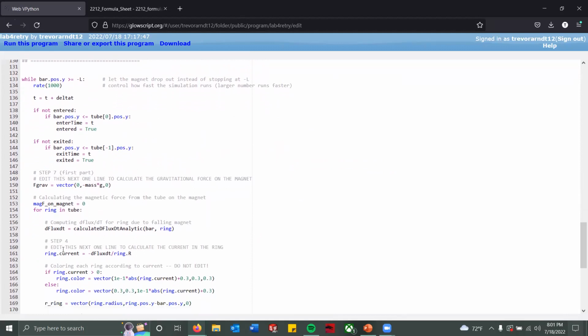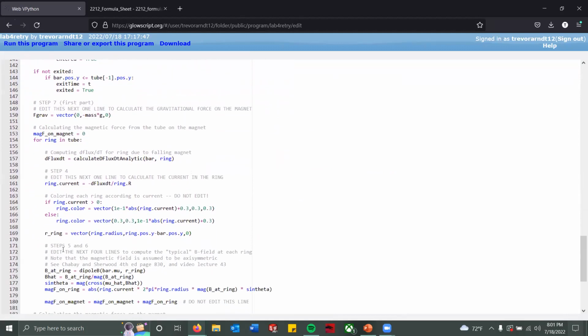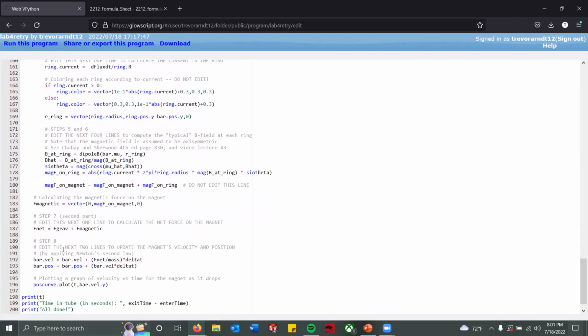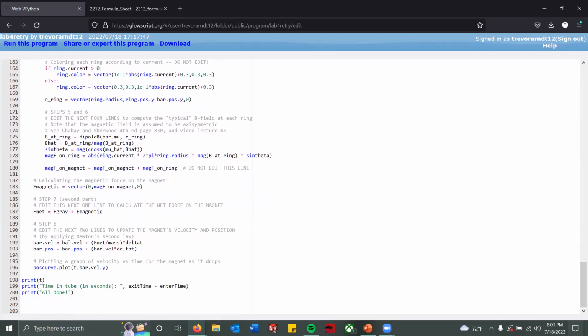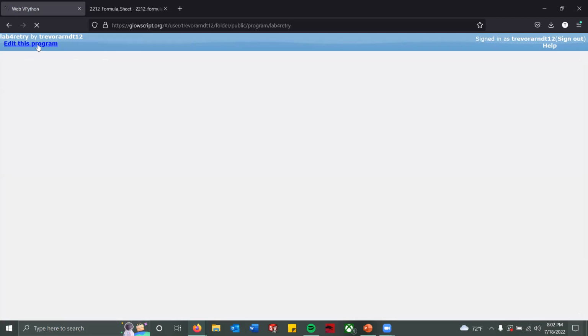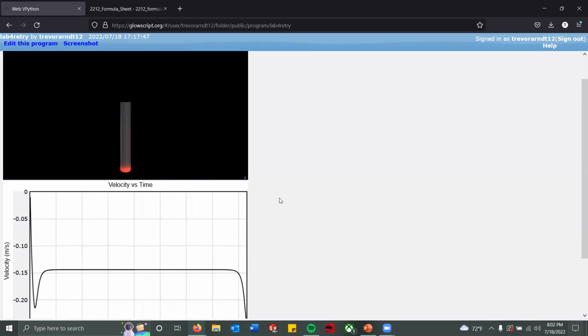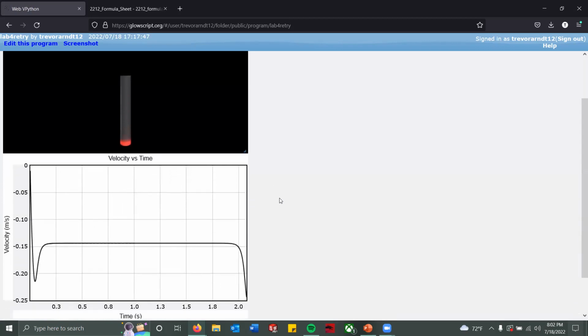And then basically this code takes you through and it determines the change in flux at each point. And then you can find the change in velocity, and that tells you the change in time, which is what we care about. Okay, and that was my coding portion.